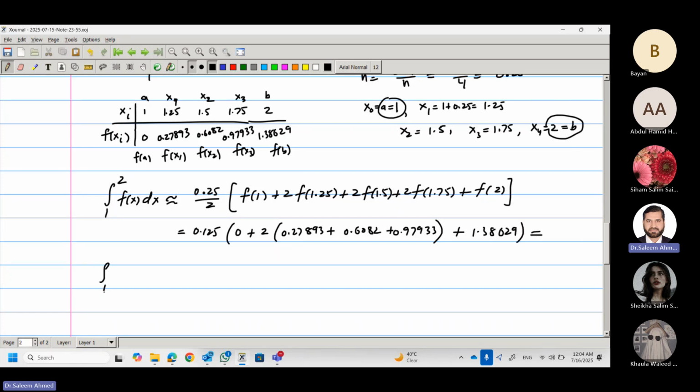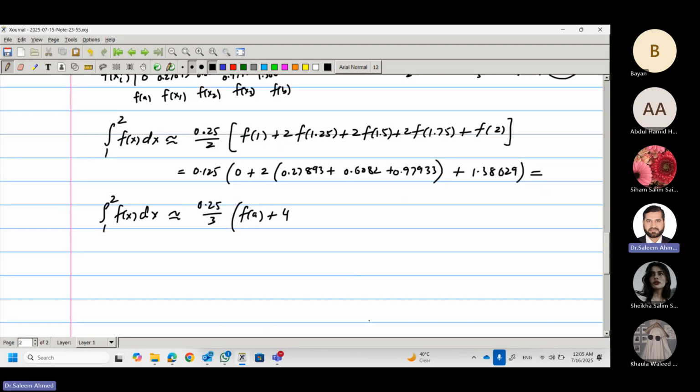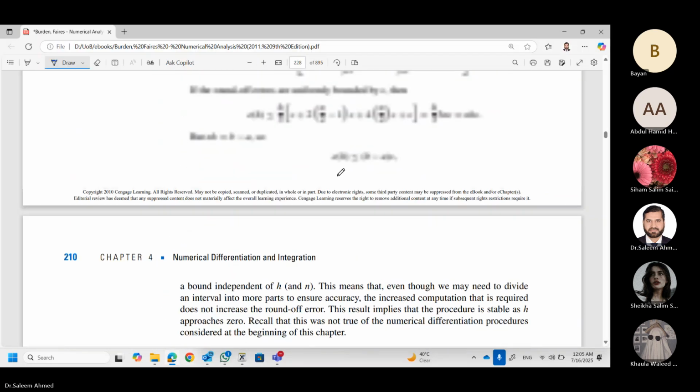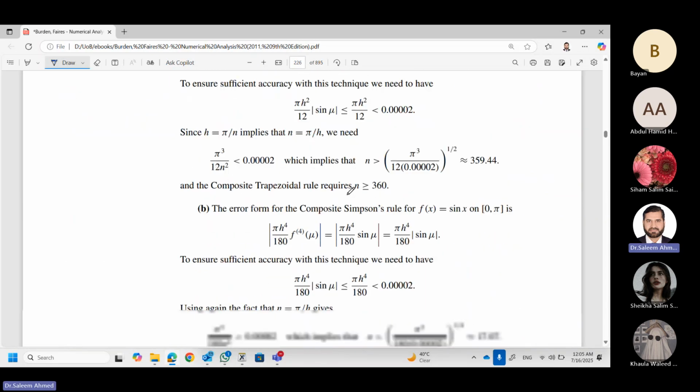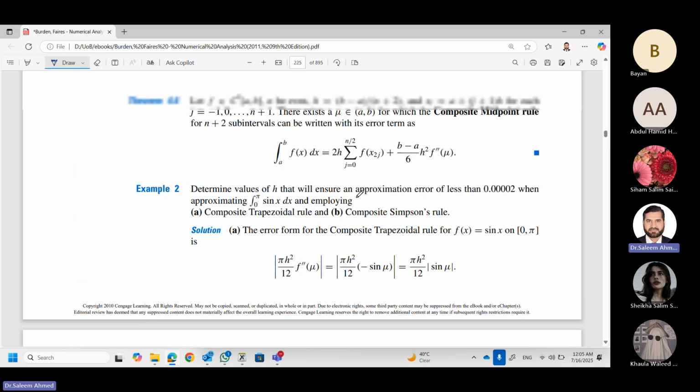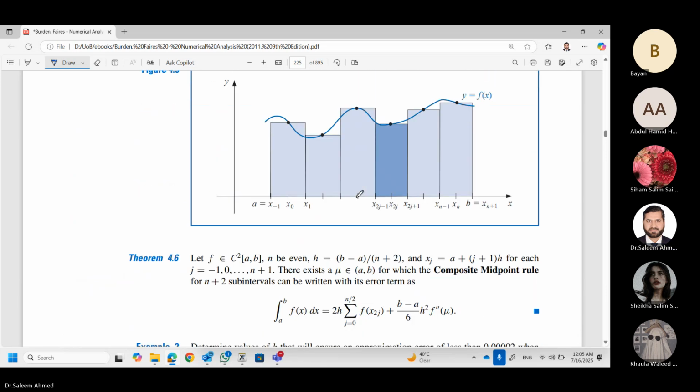And if you use Simpson's rule, it is h by 3, 0.25 by 3, f of a plus 2, 4 or 4, 2. I think I'm missing something. Is it 2, 4 or 4, 2? 2, 4. I think this is used twice. 1, 2, 3. 1, 2, 3. Yeah, 2, 4, 2, 4, I think.